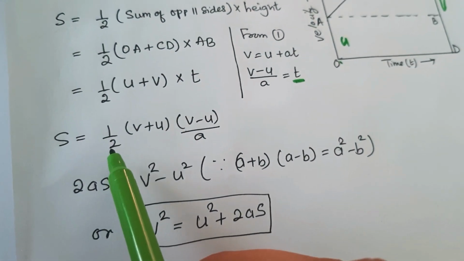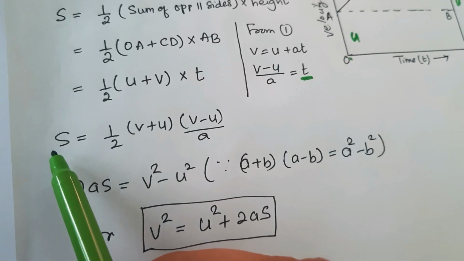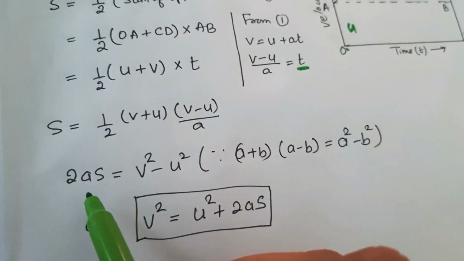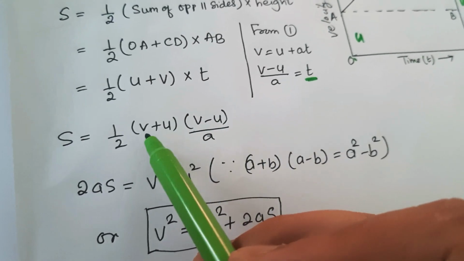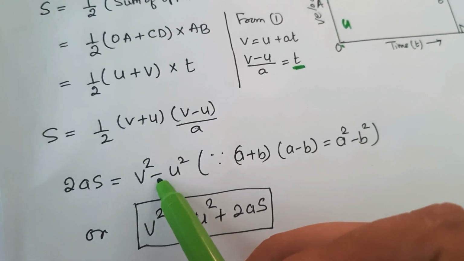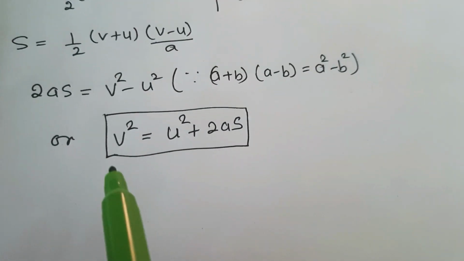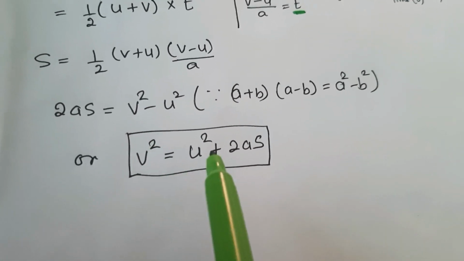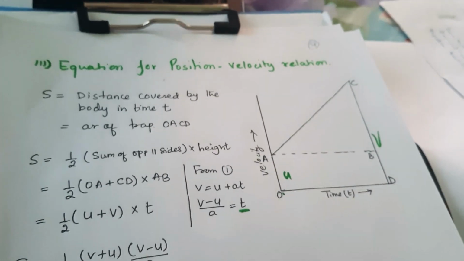Then it becomes 2 into A into S, which is in the denominator, so when it goes to this side, it multiplies. 2 into A into S is 2AS. Then V plus U times V minus U, that is, A plus B times A minus B equals A square minus B square, so V square minus U square. So this equation becomes V square minus U square equals 2AS, or V square equals U square plus 2AS. This will give you the position velocity relation.